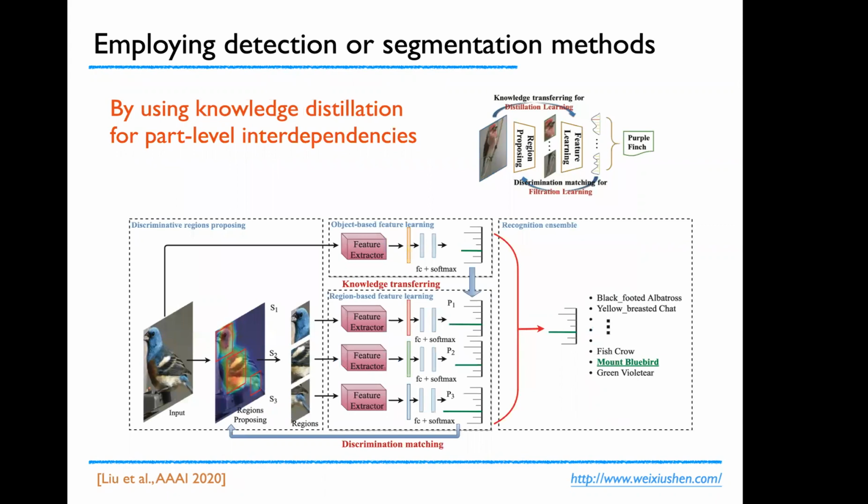Also in IEEE 2020, Liu et al. used knowledge distillation to fuse part-level features and further enhance the region-based feature learning. It can get better supervision with object region constraints.